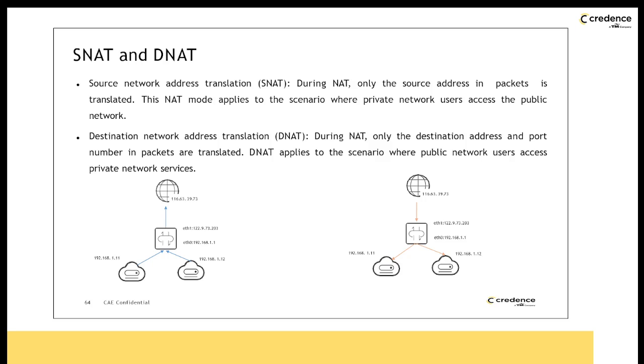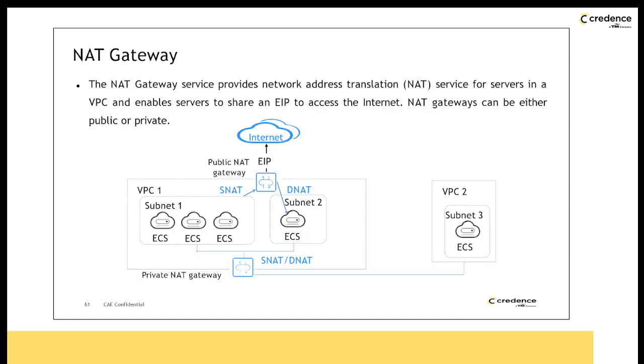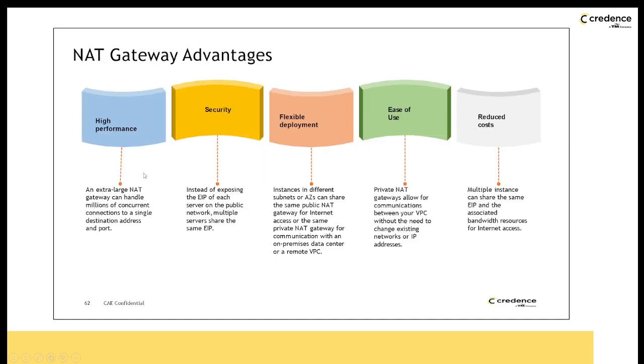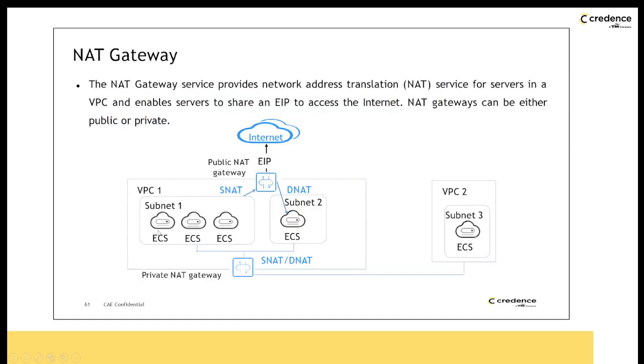Now when you learn about NAT gateways, we need to know what SNAT and DNAT are, because we will configure them when we use it. Source NAT, SNAT, refers to source network address translation, where during NAT only the source address in the packet is translated. This NAT mode applies to the scenario where private network users access the public network. So as you can see here, it is private to the internet.